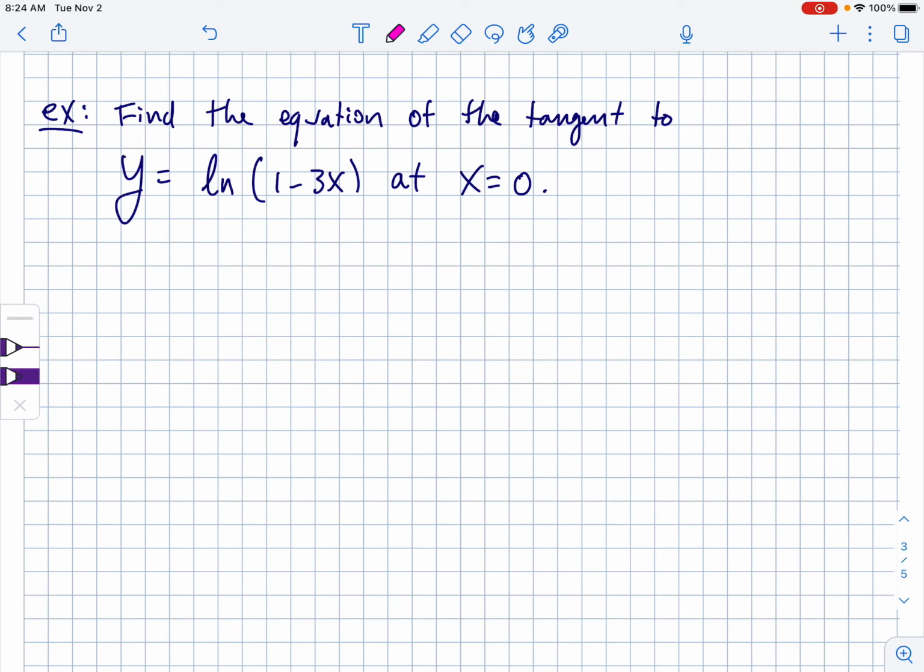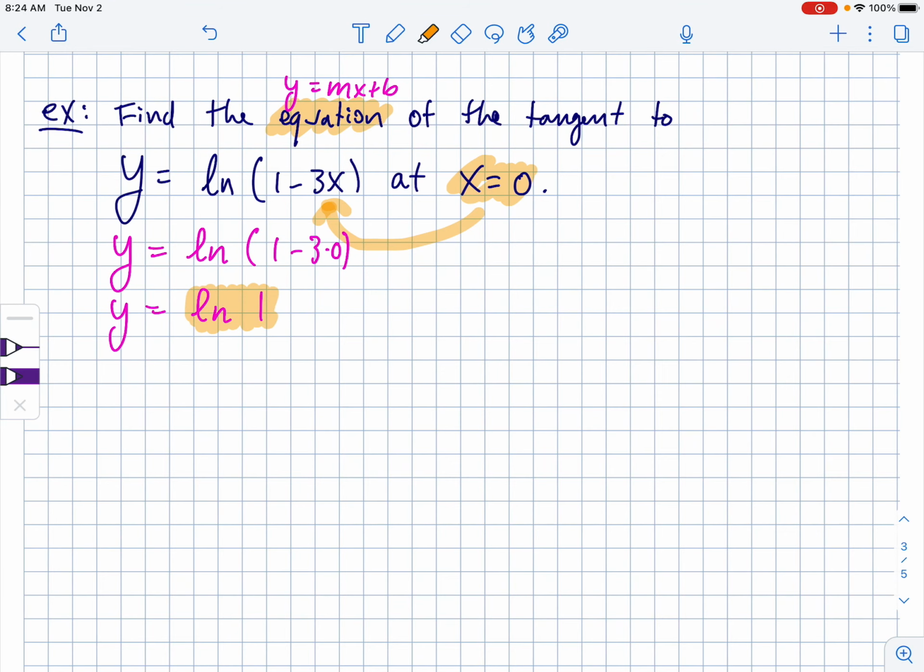Find the equation of the tangent. So the equation of the tangent is going to be y equals mx plus b. Now, before we plug in to find the derivative and stuff, I'm going to take the x equals 0 and plug it into the original function to figure out what point the tangent is going to pass through. Three times 0 is 0, so we get y is equal to the natural log of 1.